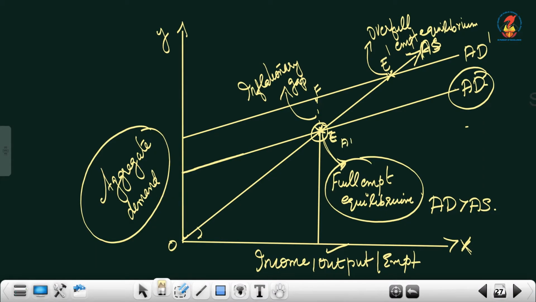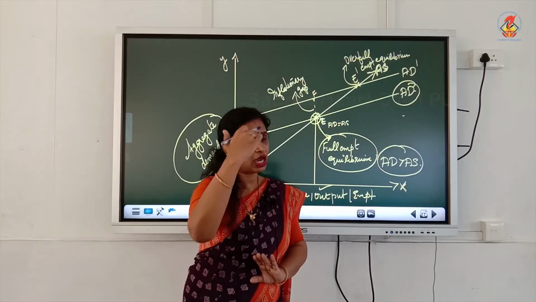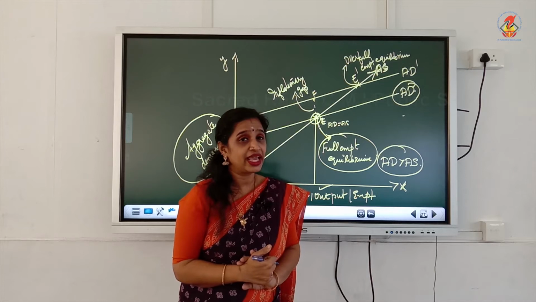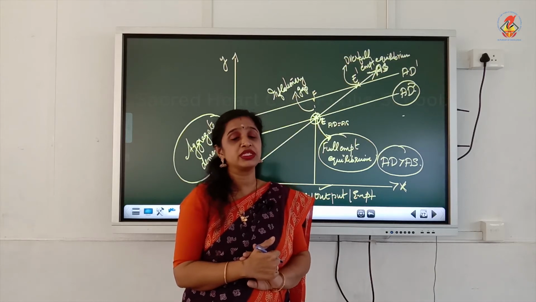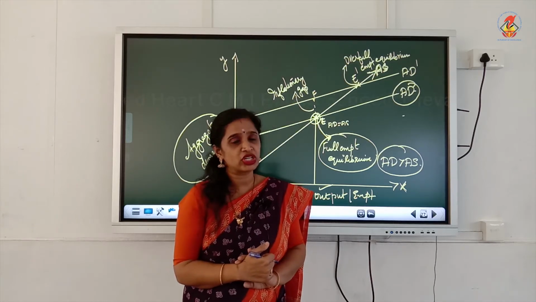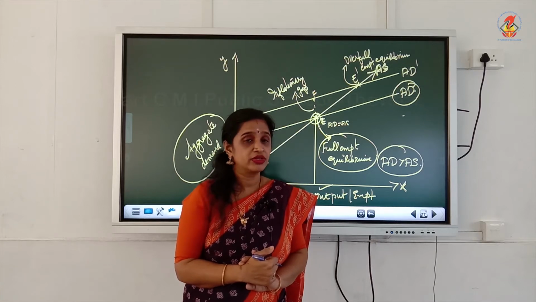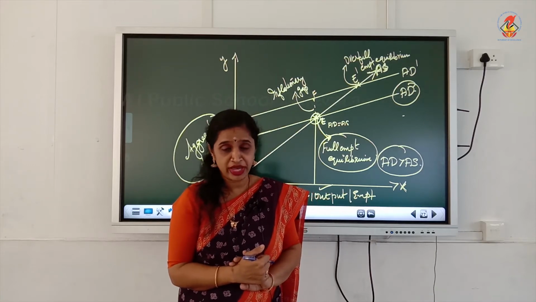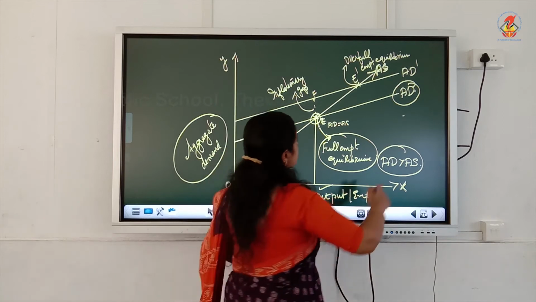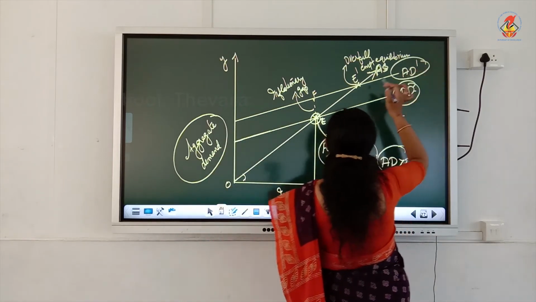This is a situation where AD is equal to AS. Now, when AD is greater than AS, what will happen? Automatically, the aggregate demand curve will shift upwards. AD greater than AS in the diagram will be represented by an upward shift of the aggregate demand curve. So, definitely a new aggregate demand curve will be formed, and that is AD1.